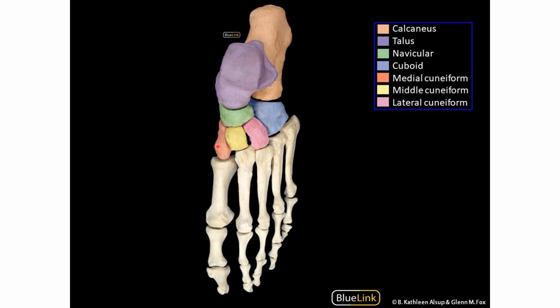And then you have 3 cuneiforms, and they are in order from lateral to medial. So here's lateral cuneiform, middle cuneiform, and then medial cuneiform.